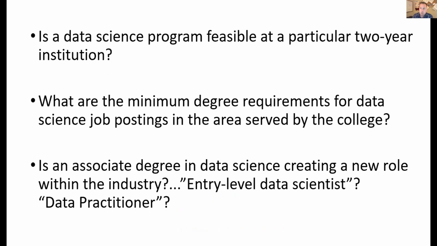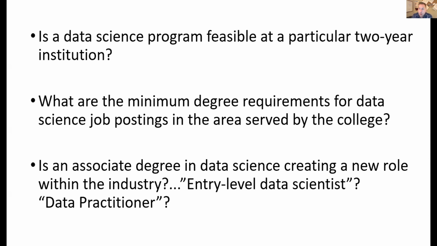But the obvious one is, is a data science program even feasible at your particular two-year institution? So that's going to require some work. You're going to have to do some convincing. As we know, there's not a whole lot of consensus on exactly what data science is. So you have to be able to convince the board, or whoever's making these determinations, that it's relevant for your institution, that it's feasible, and that it will benefit your students.